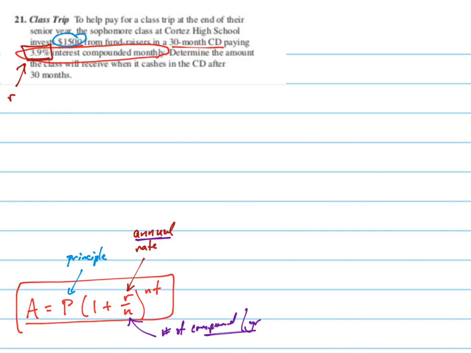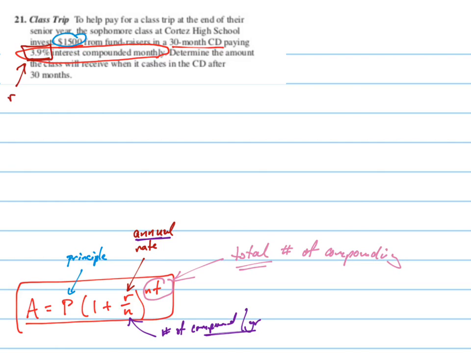And so N and T, these things together, this is where this particular problem confuses some people. But N and T together are the total number of compoundings. Again, compounding means when they calculate the interest. That's the total number of compoundings, not per year. That's the total number of compoundings.